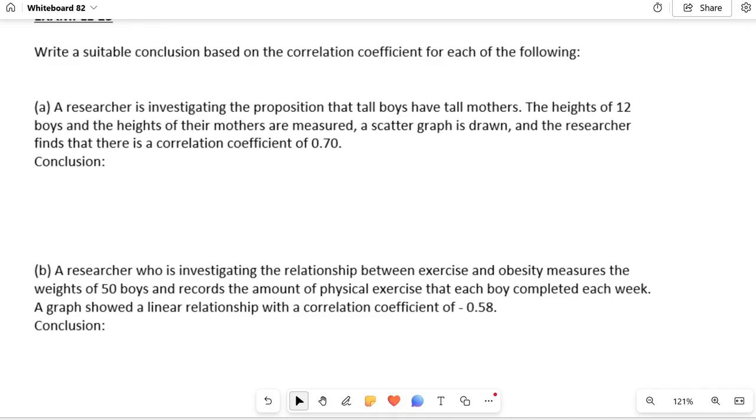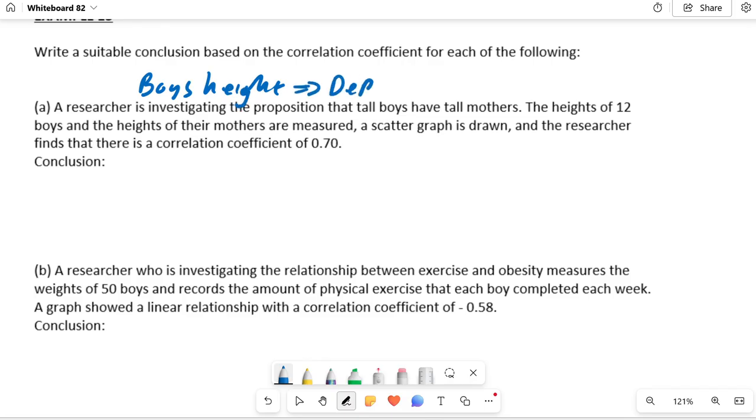Our variables here are the height of the mother and the height of the boy. The height of the mother is the independent variable because the heights of the boys may depend on the height of the mother. That's what we're looking at here. So the height of the boy is the dependent variable, which is the y variable, of course. And so the height of the mother will be the x variable, the independent variable.